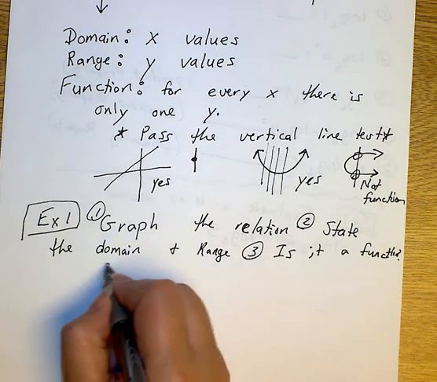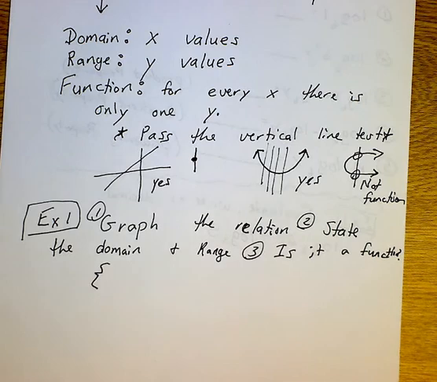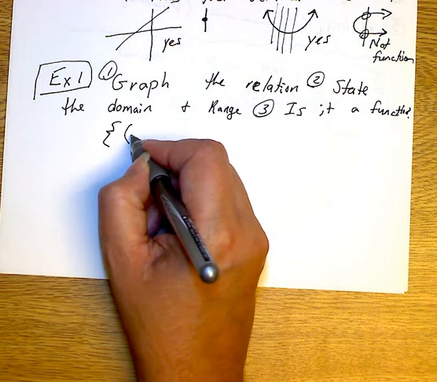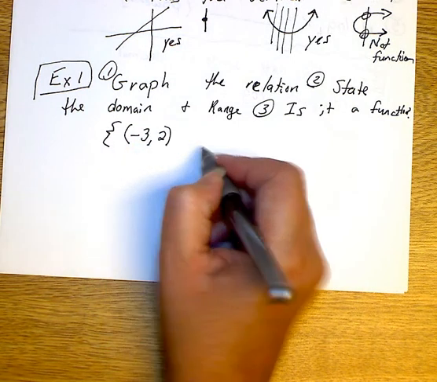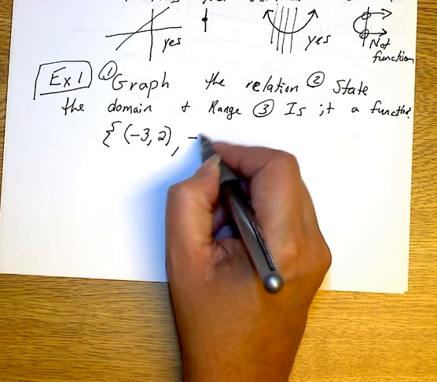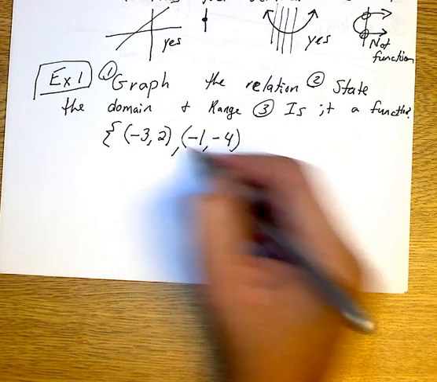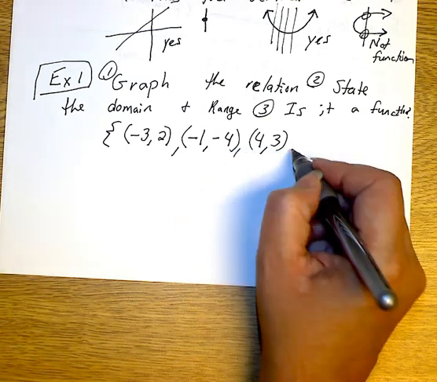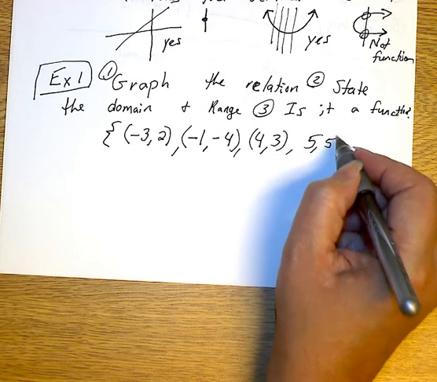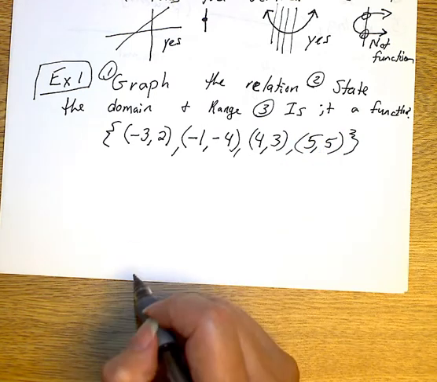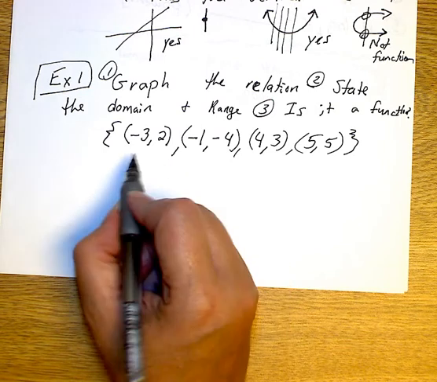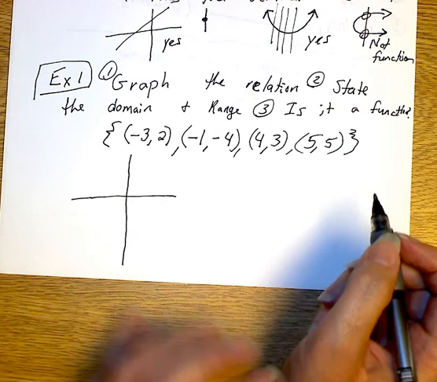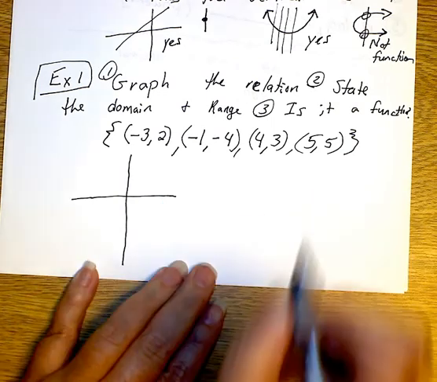What we have, and I can move this up, we have the ordered pairs -3, 2, -1, -4, 4, 3, and the ordered pair 5, 5. So, just like on tonight's homework, you can sketch it or you can use graph paper. On your homework this evening, I do have graph paper if you want some.